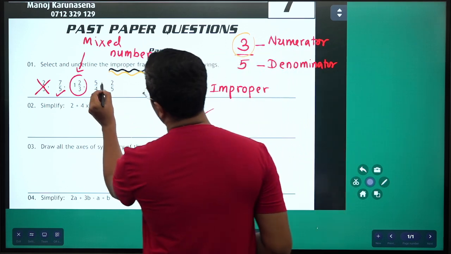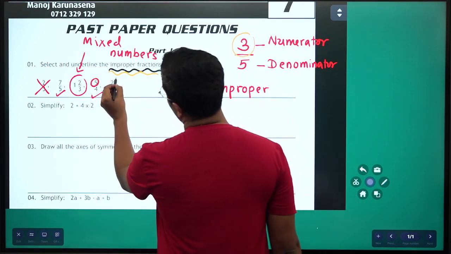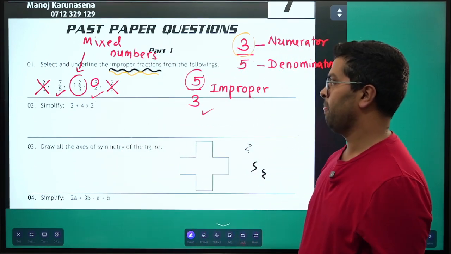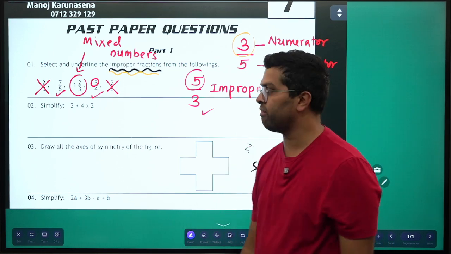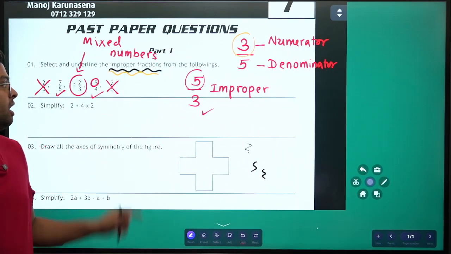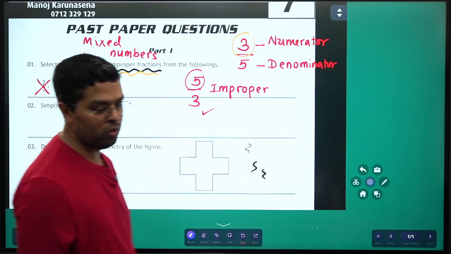Alright, the next example, 5/4, an improper fraction. 2/5 is not an improper fraction, it's a proper fraction. So in this question, we have two answers. 7/5 is an improper fraction. The other one, 5/4, is an improper fraction. Correct? Right. Let's quickly move on to the next part.